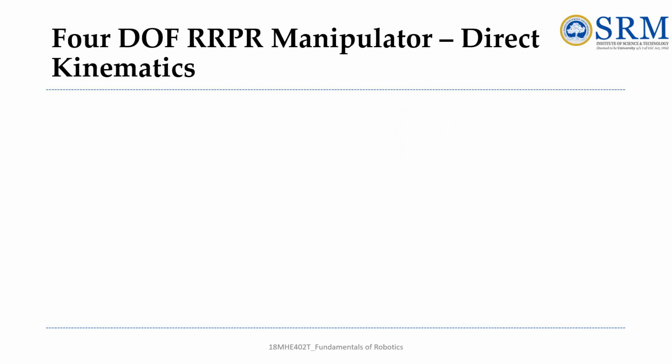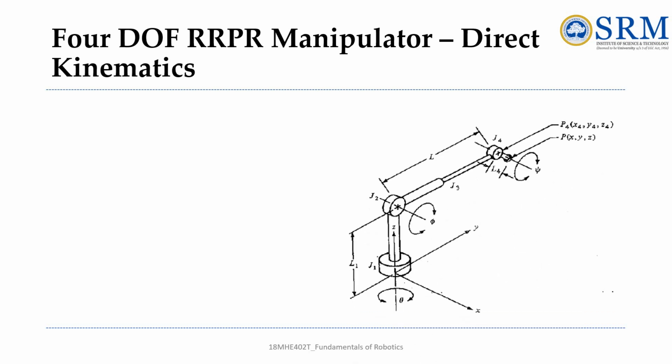Next, considering another example, a 4 degree of freedom RRPR manipulator. For this, by projection, by inspection, or by the geometric approach, we have to find the position and orientation. Here the position and orientation involve 3 axes, x, y and z, that we have to find. But this problem is a complex one. By the inspection method it is tedious to find the position and orientation.